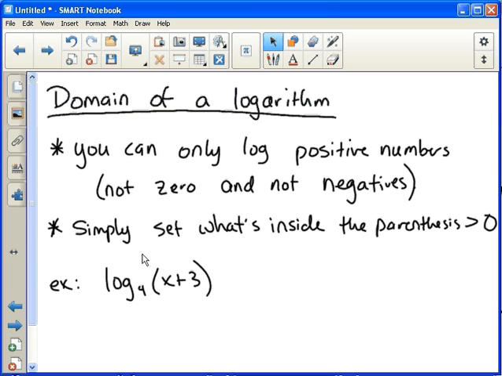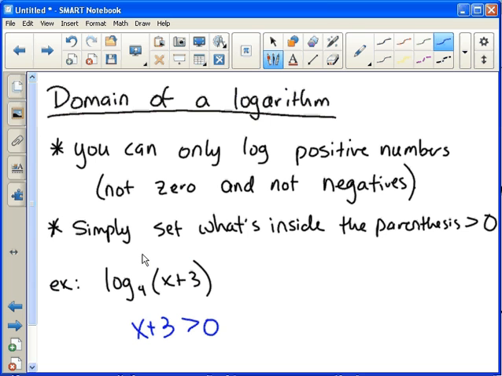So all we do to find it is we say, okay, I can only log positive numbers. So x plus 3 has to be greater than 0. Then just subtract the 3 from both sides, and you get x is greater than negative 3. And that would be your domain. Another way to write that is from negative 3 to positive infinity. That would be another way you could write the same thing.